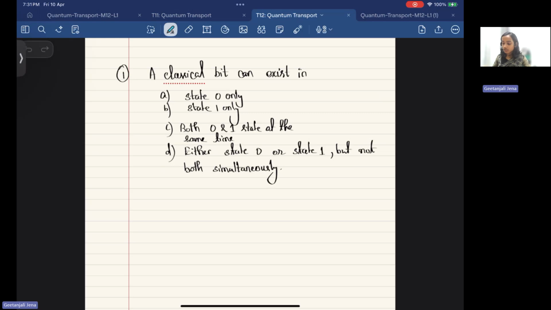In the first case, we have a question: a classical bit can exist in option A, state 0 only, option B, state 1 only, option C, both 0 and 1 state at the same time, option D, either state 0 or state 1 but not both simultaneously. So we can easily guess option D is the answer. A classical bit can only exist either in 0 state or in 1 state. They can't be in a superposition state. So that is the case for the qubit.